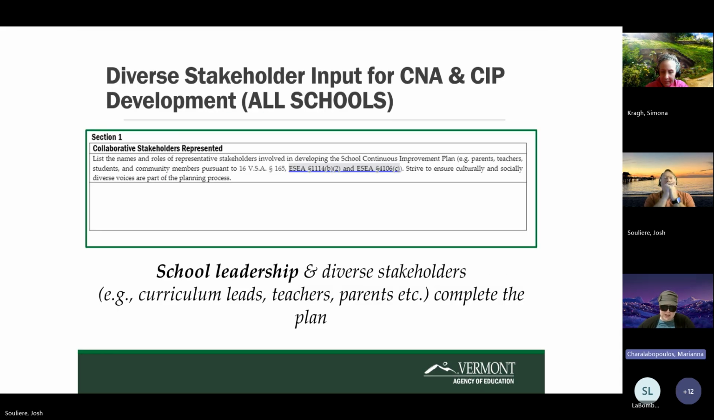Section 1 of the CIP must be completed by all schools and includes space to document the diverse stakeholders that are represented in the construction of the CIP. You must include the names and roles of represented stakeholders involved in the developing of your school CIP. Stakeholders should include parents, teachers, students, community members, and more.